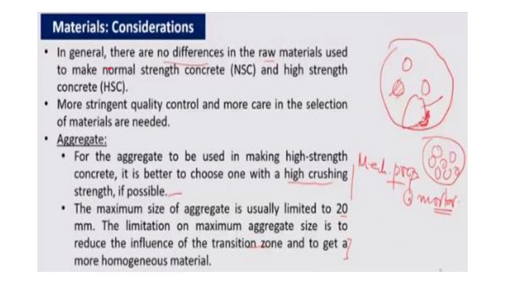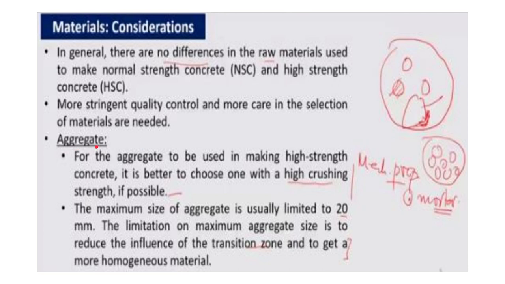In general there are no differences in the raw materials used to make normal strength concrete, NSC, and high strength concrete, HSC. The raw materials are almost the same. However, more stringent quality control and more care in the selection of materials are needed. That is the basic difference between HSC and NSC. The selection of materials is more strict in high strength concrete, the range is quite less and it has to be very specific.